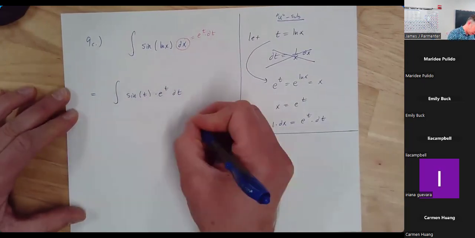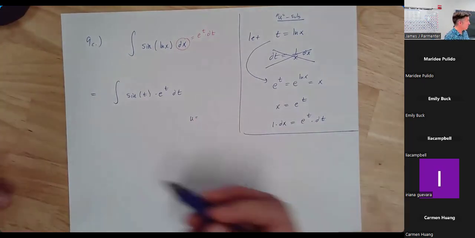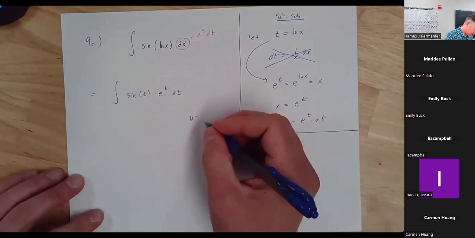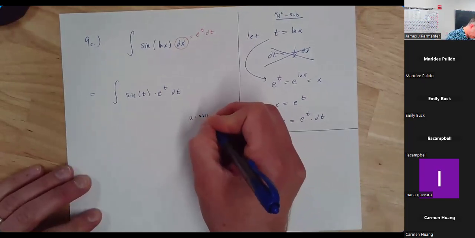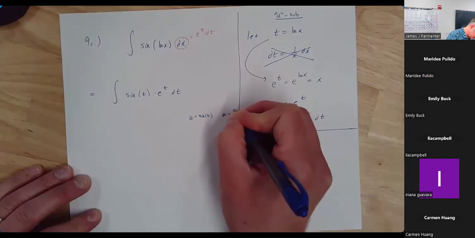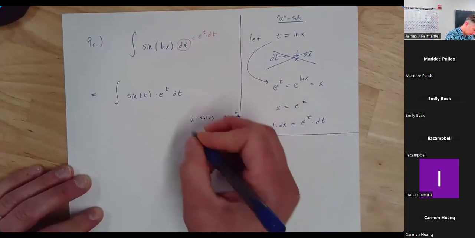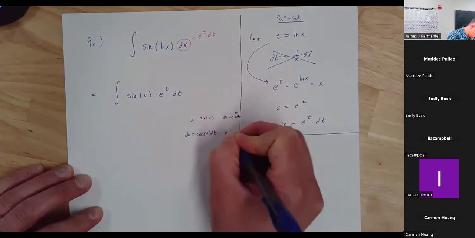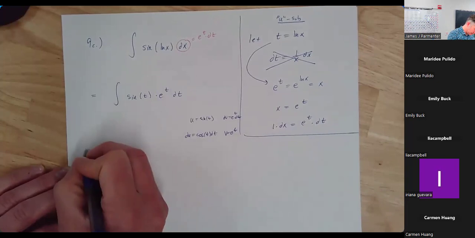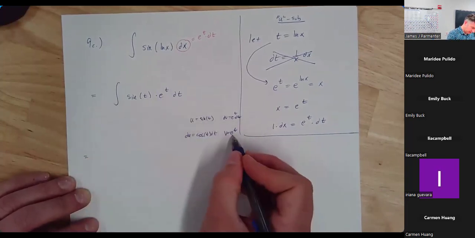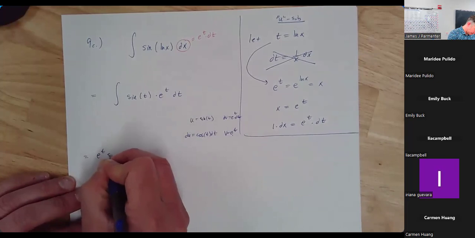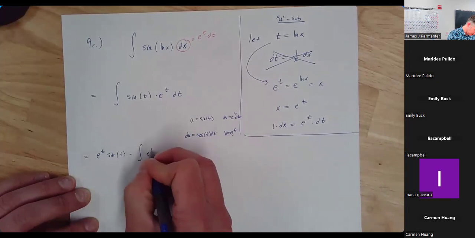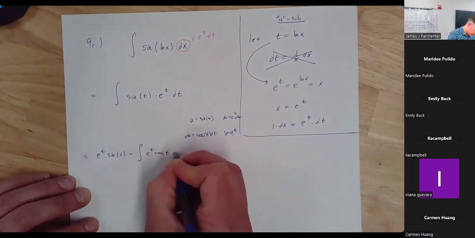So we're going to let u equal, by the way, this is why I chose t, so that I could use my u and my v like I like to when I do integration by parts. So my u is equal to sine of t, my dv is e to the t dt. My du is cosine of t dt. And my v is just e to the t. This is going to end up equaling u times v, so e to the t times sine of t, minus the integral of v du, which is e to the t times cosine of t dt.